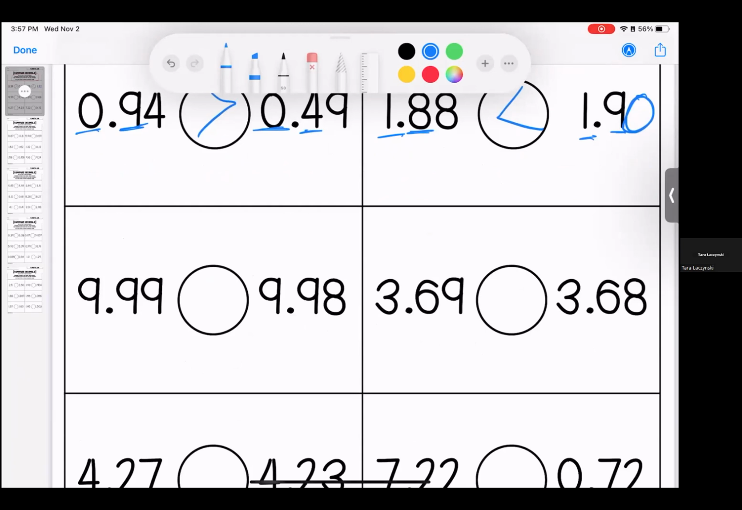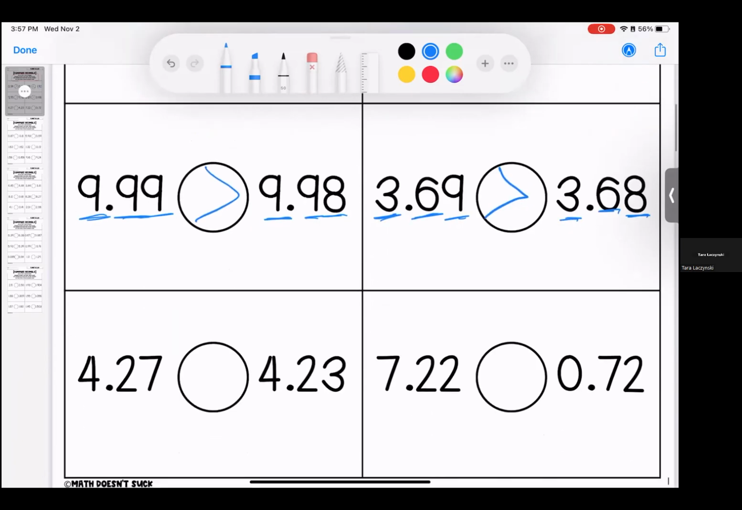Popping down here, they're both balanced. So we start with comparing. 9 and 9 is the same. 9 and 9 is the same. 9 and 8, 9 is bigger. So 9 and 99 hundredths is greater than 9 and 98 hundredths. Next one, they're balanced. Start with comparing our larger value. 3 and 3, they're the same. 6 and 6, they're the same. 9 and 8, 9 is greater. So 3 and 69 hundredths is greater.